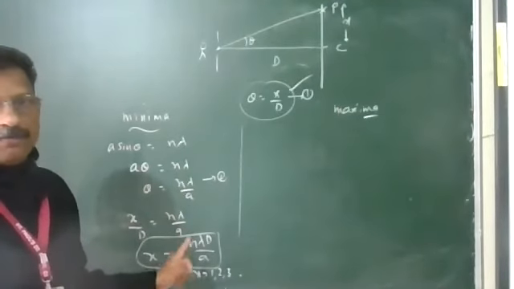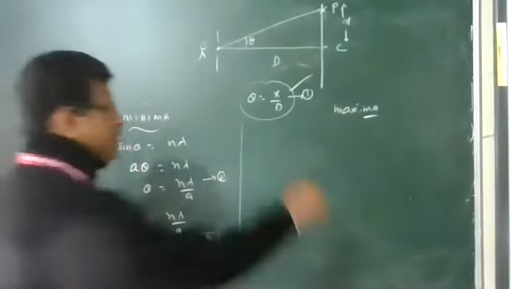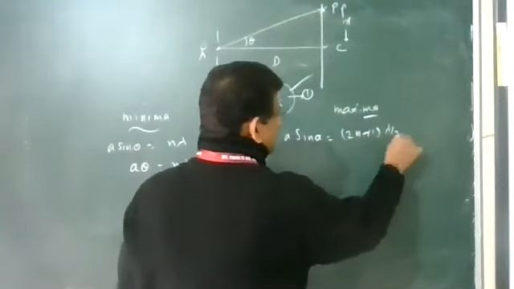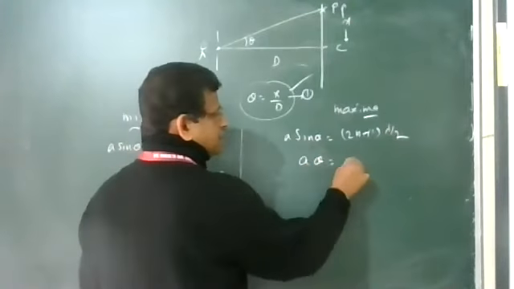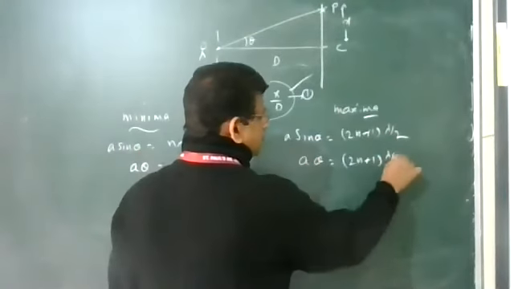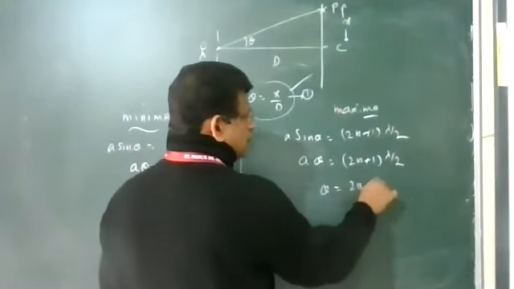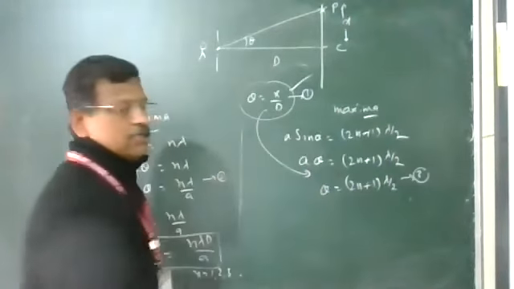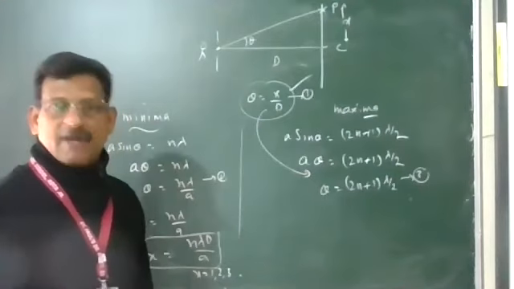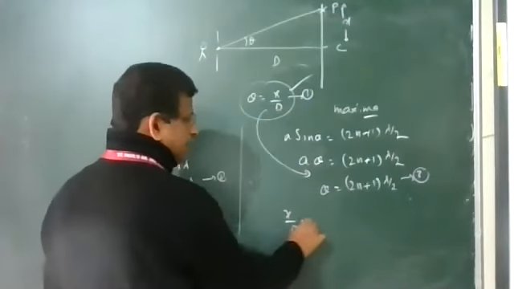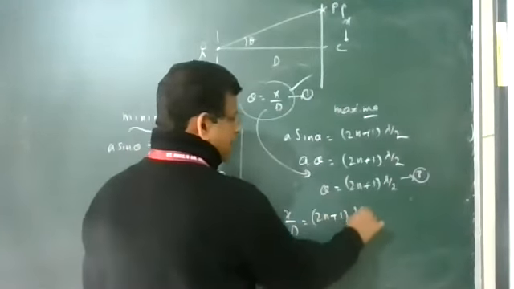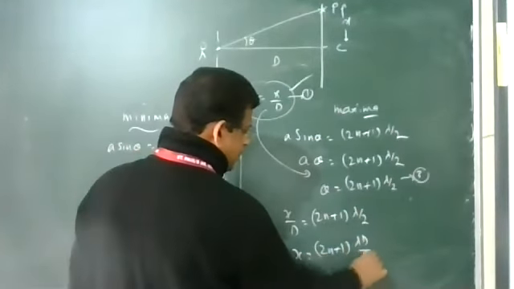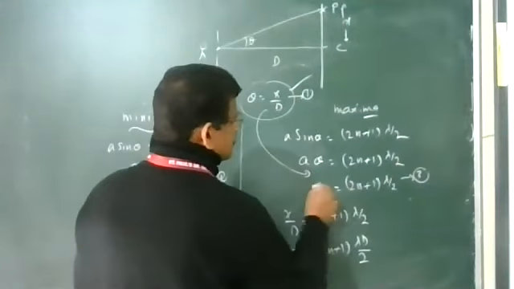Direct numericals from here. Now the maxima condition: a sin theta equal to (2n plus 1) lambda by 2. Theta is very small, so sin theta can be taken as theta. So theta equals (2n plus 1) lambda by 2a. This is equation number 3. If this holds, then point P will be bright. So x by D equal to (2n plus 1) lambda by 2a. So x is equal to (2n plus 1) lambda capital D by 2a.